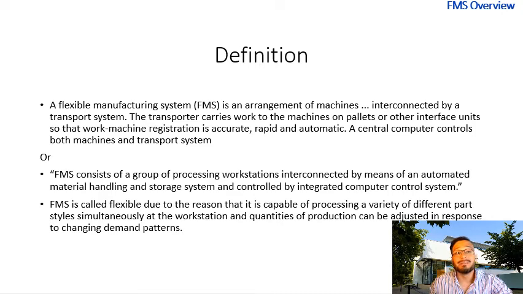Other definitions say that a flexible manufacturing system consists of a group of processing workstations interconnected by means of an automated material handling and storage system and controlled by integrated computer control systems. A flexible manufacturing system is called flexible because it is capable of processing a variety of different part styles simultaneously at the workstations, and quantities of production can be adjusted in response to changing demand patterns.